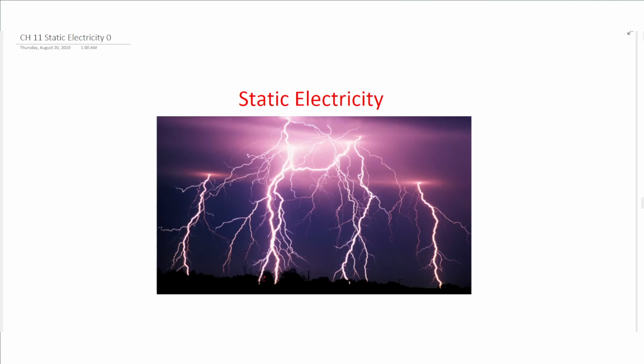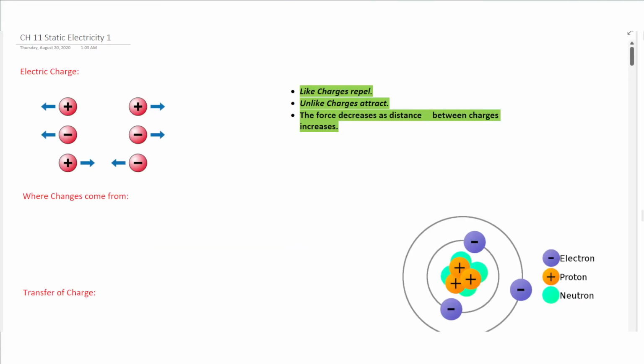Okay, the first chapter in electricity is about static electricity. First, we know the basic rules of charges: like charges repel, so positive and positive repel, negative and negative repel. Unlike or opposite charges attract, so positive against negative, they attract each other. As the distance between the charges increases, the force between the charges decreases. Force increases when distance decreases.